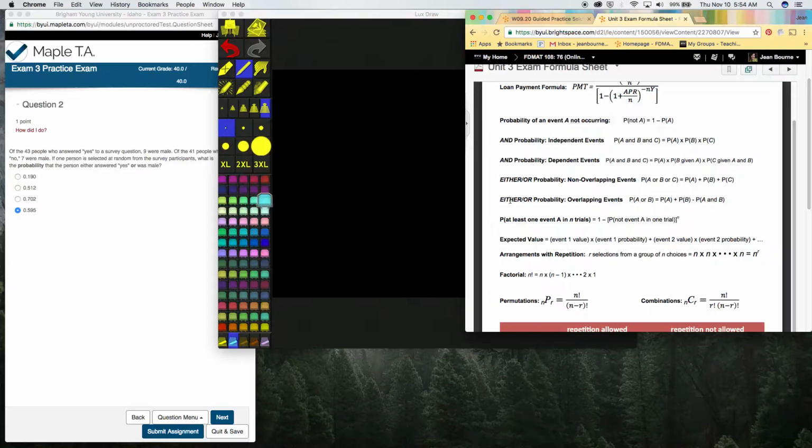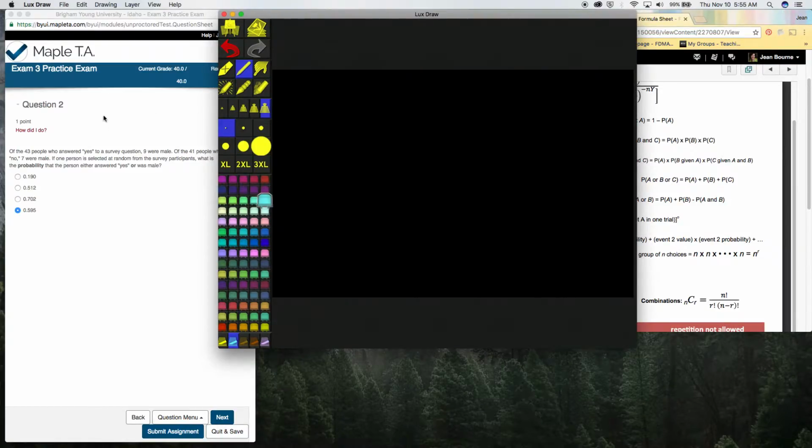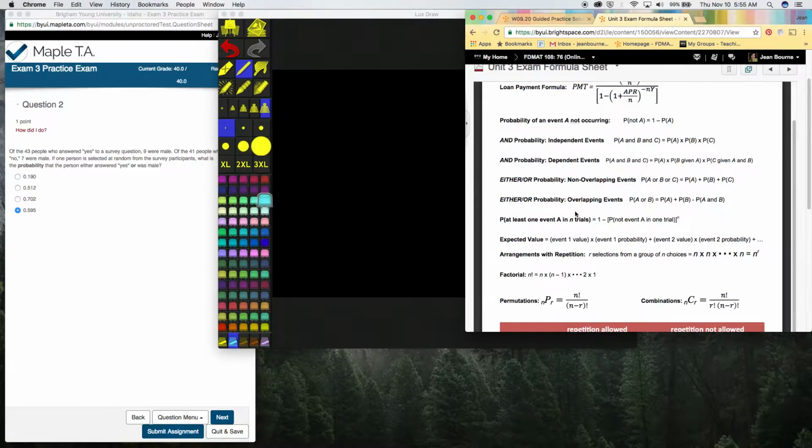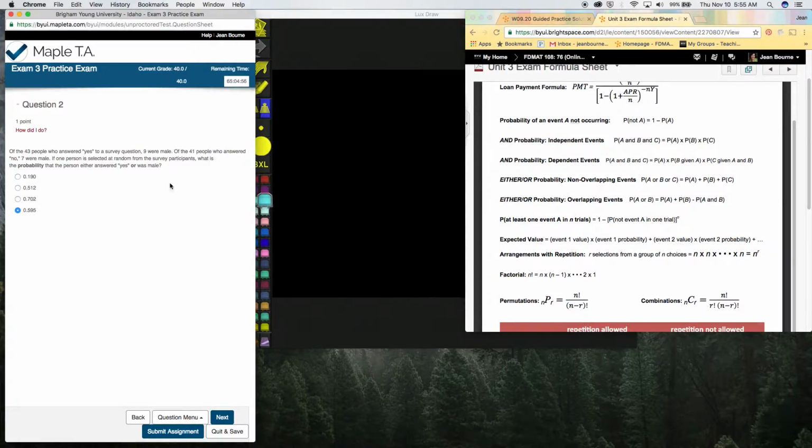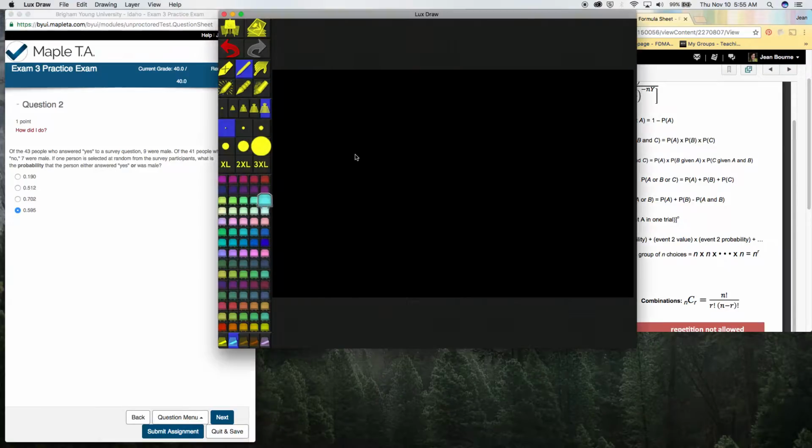Okay, so this is where this magical formula sheet comes in, because it tells us if we hear the words either and or, we have two choices of formulas we're going to use. On this one, what we need to find out is if they are overlapping events or non-overlapping events. So the first thing I'm going to do is figure out what the events are. The events are what we're looking for. So the events are either they answered yes, we're going to call that A, or are they male? We're going to call that B.